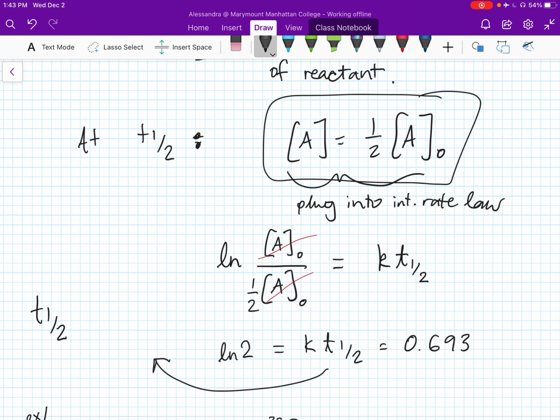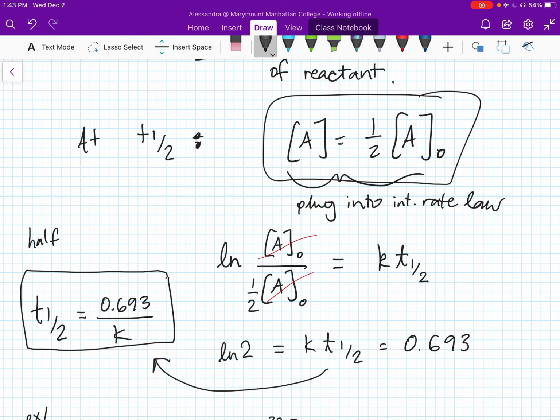And this tells me that the half-life for a first order reaction is going to be equal to 0.693, that's the natural log of 2, over K. So this is the expression that I need to use for the half-life for first order kinetics, first order chemical reactions. Let's do an example.